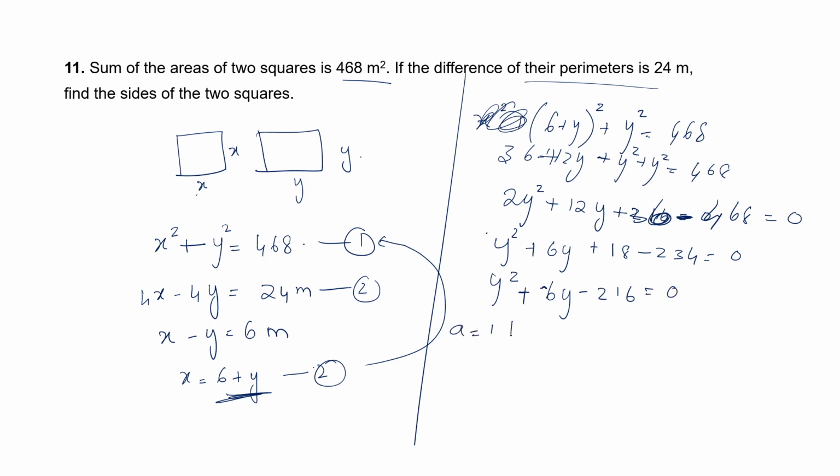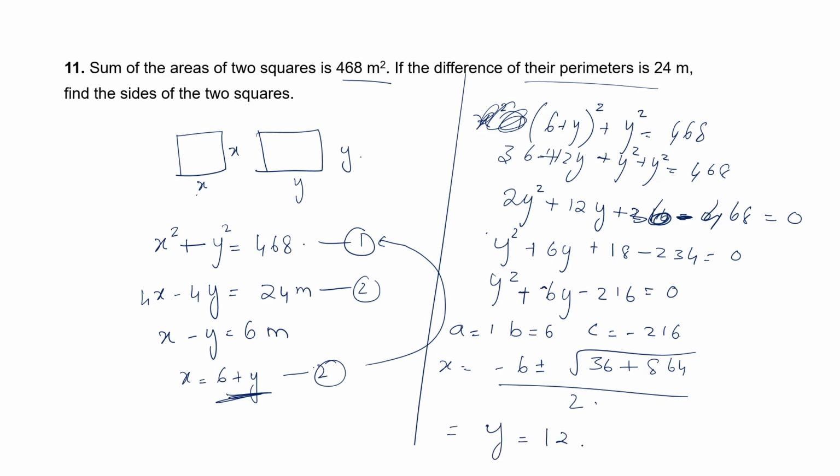So a is equal to 1, b is equal to 6 and c is equal to minus 216. So you can use the formula minus b plus or minus root of b square minus 4ac. Like this you will get, and finally the answer will be y is equal to 12 and minus 18. Is minus 18 possible? What is y? A side. So a side cannot be negative. So the value of y will be 12 and the value of x will be 6 plus y from here, 6 plus 12, so 18. So the sides of the squares are 12 and 18.